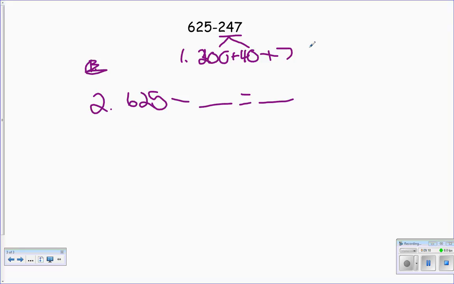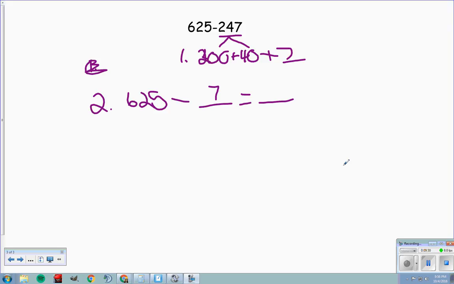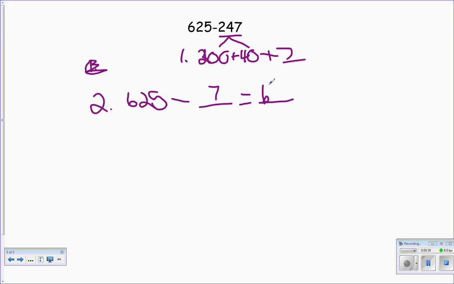Okay, that was step 1. Okay, step 2, we're actually going to start subtracting. This time I want us to start with our 1s. So in your first blank, you're going to have 625 minus 7 equals something. Solve that quickly. Okay, if you subtracted 7 from 625, you should have gotten 618 as your answer. If you have subtracted the 7 and you got 618 as your answer, make sure to cross out your 7 on step 1. That way we know we've used it.